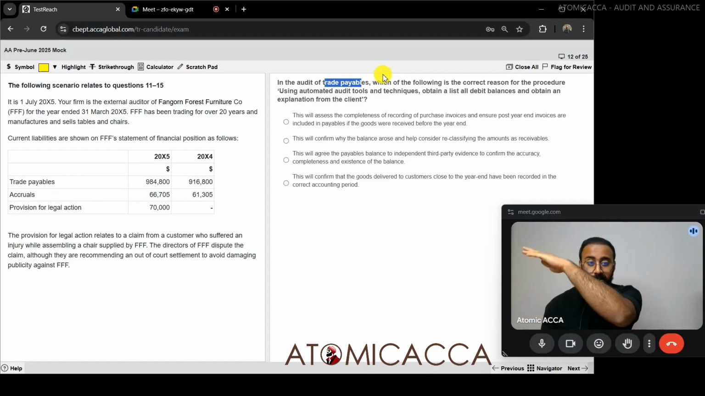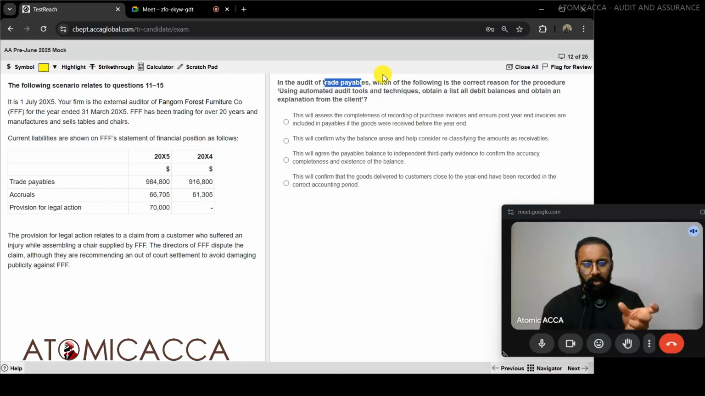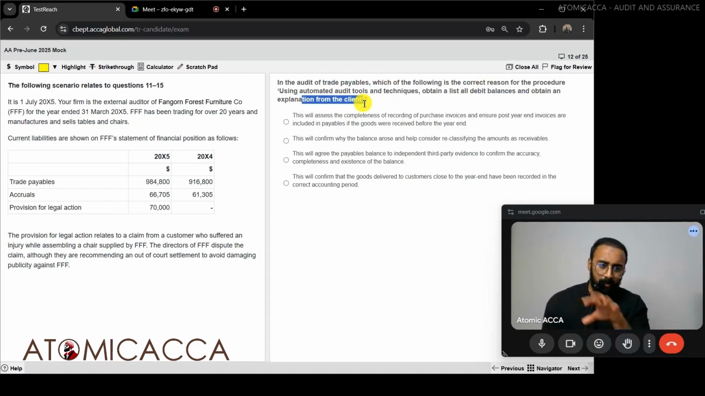Or instead of debiting receivable, you debited the payables. That could be the reason. So something is wrong with the accounting, because that is the only situation where you'll have a debit balance on the payable side. Or maybe you had 100,000 payable, and instead you ended up paying 140,000, so you overpaid the supplier. So there also a debit balance will come. Maybe you're expecting some returns from the supplier, so that also could be a reason why a debit balance is there. So when you find out the debit balances and obtain an explanation from the client, something about wrong accounting, or why this debit balance came up, is what you're going to find out with this technique.